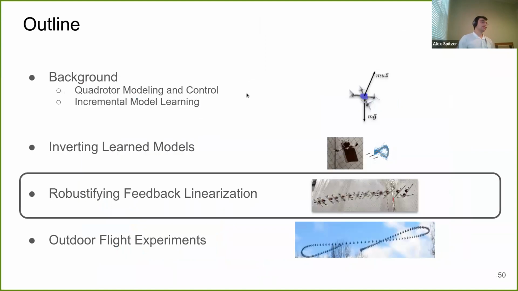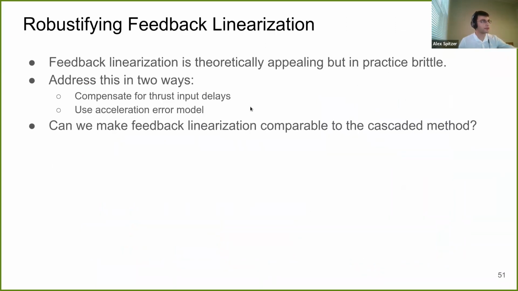Now I want to move on to our second part, which is talking about the feedback linearization controller and how we can robustify it. So feedback linearization is a theoretically appealing controller, but in practice it's very, very brittle. And we want to address this in 2 ways. The first is to compensate for thrust input delays. And the second is to use our acceleration error model from before to improve the model that feedback linearization uses to give us the linearized system.